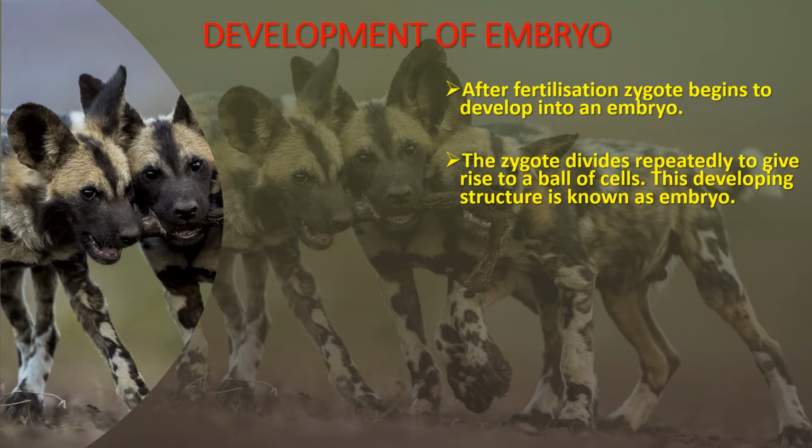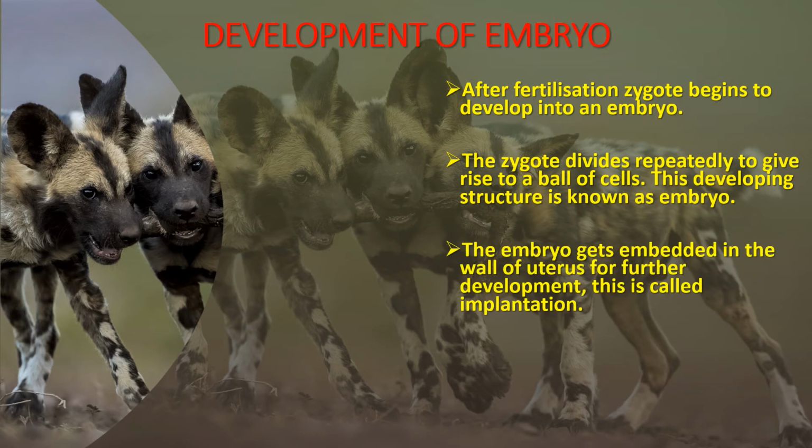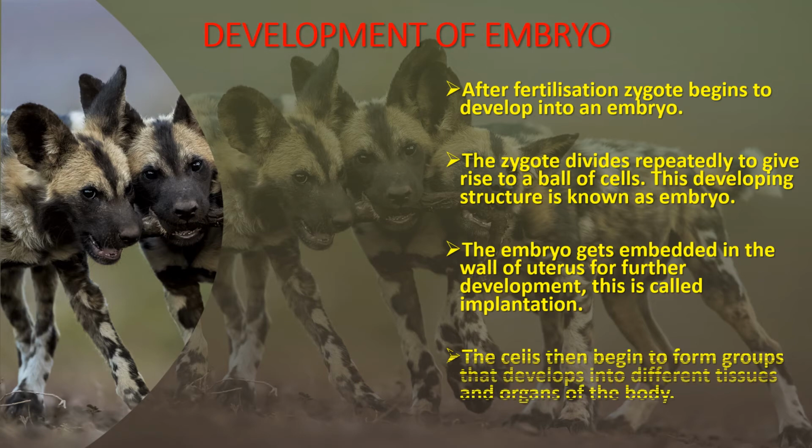Then this embryo moves down the oviduct to the uterus, and it gets embedded in the soft and thick lining of the uterus, and this process is called implantation. The embryo starts growing into a baby.